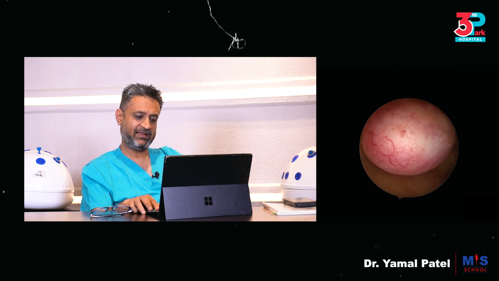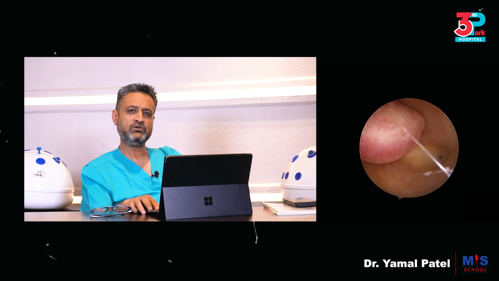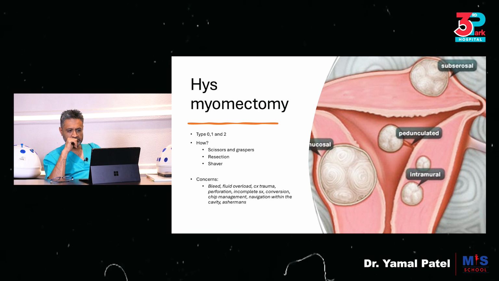Let's go into myomectomy, another procedure and one of the advanced procedures. But we would basically use myomectomy hysteroscopically for a type 0, type 1, and type 2 FIGO grading. How can we do it? We can use the scissors or graspers. We can use resection, and we could use a shaver.